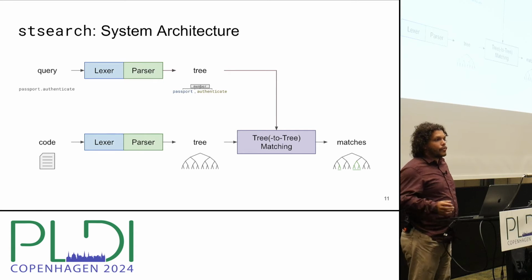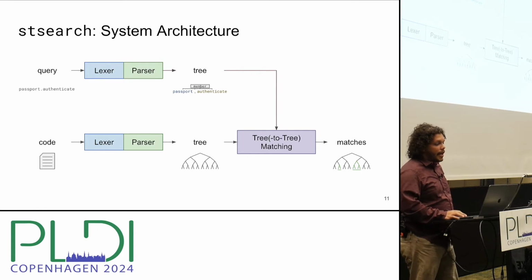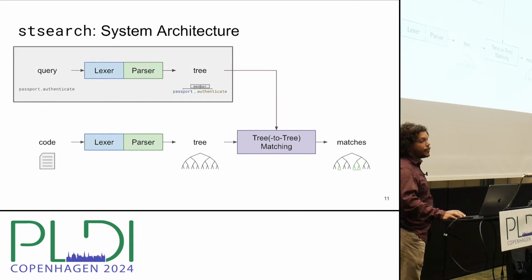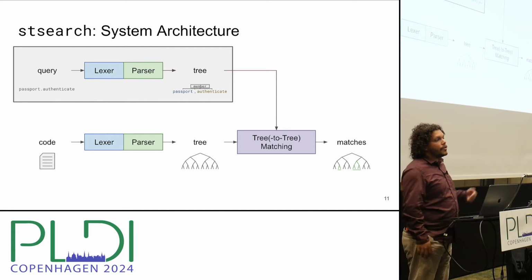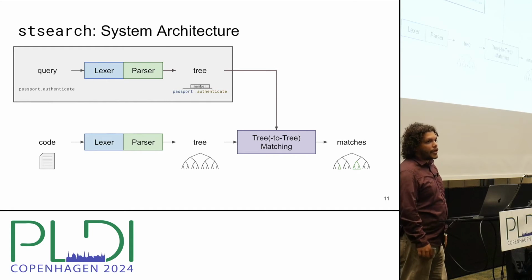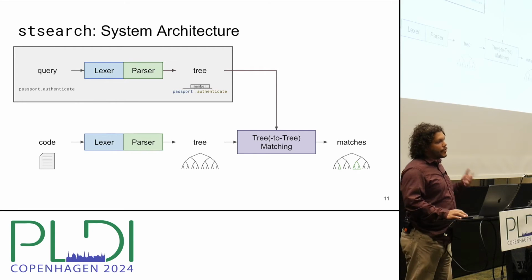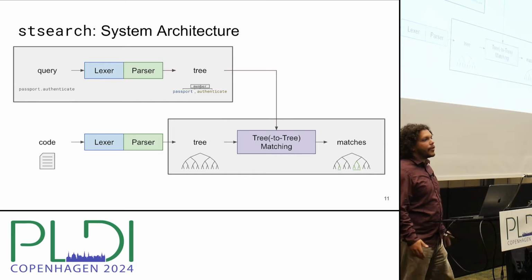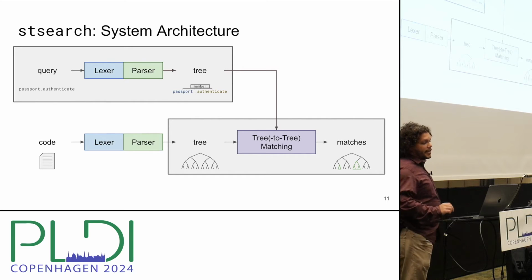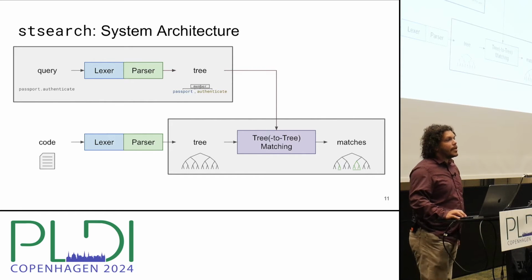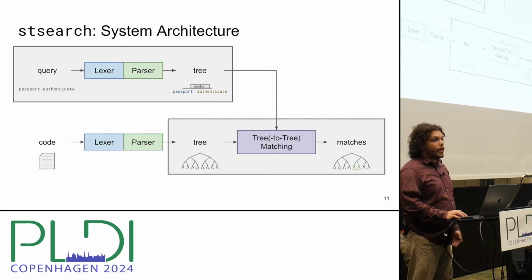Traditional tools for syntactic search have an architecture that looks something like this. First, they do some amount of processing on the query, usually using the same language infrastructure that they use for the code, and they get a tree. And then they can use standard tree-to-tree matching techniques that have been around forever to surface matches. But as we talked about, this forbids us from supporting unparsable queries.